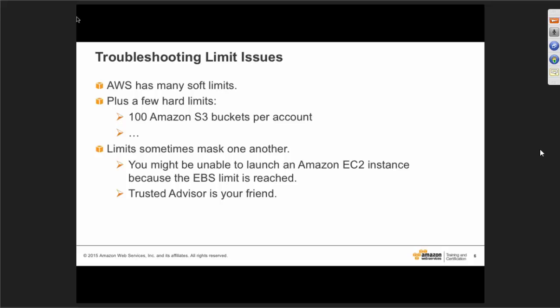The reason this says Trusted Advisor is your friend here is that if you go to the Trusted Advisor service within the AWS console, you can see your utilization against those limits. So if you want to use that as a way to set alarms, that's a way to do that.